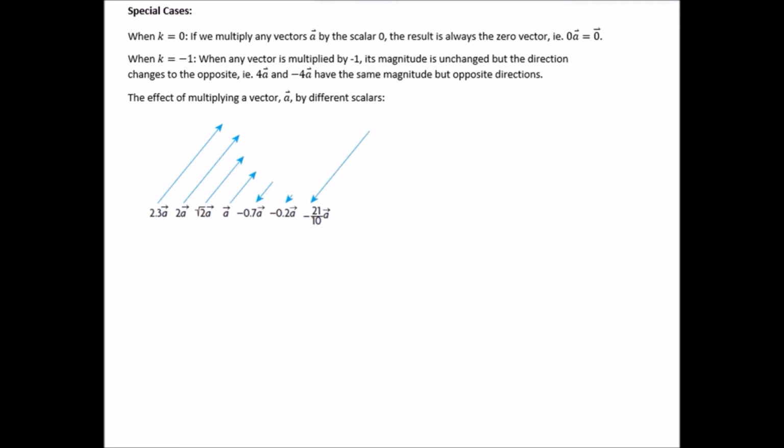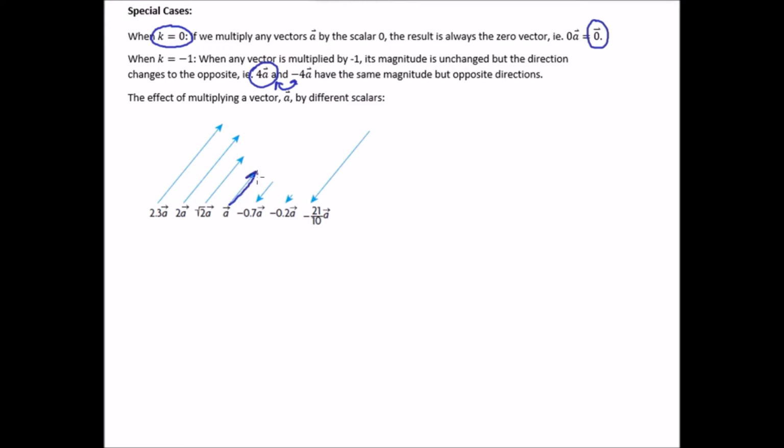Here are some special cases. When k equals 0, if we multiply any vector by the scalar 0, it always results in a 0 vector, and this is how we denote a 0 vector. When k equals -1, the magnitude is unchanged, but the direction is opposite. For example, 4 times vector A and -4 times vector A have the exact same magnitude but opposite directions.